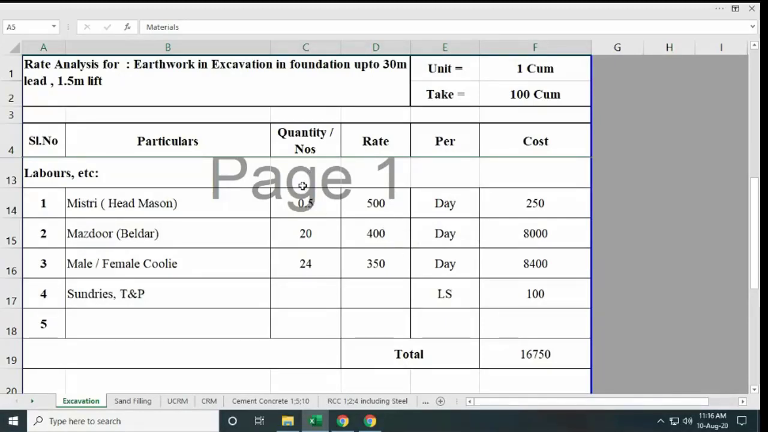How will you come to know this? Based on experience, or in the textbook, or in the last class, in the first video of rate analysis, I had shown you the task or outturn of work. In that I had made one tabular column, where I had written how much excavation one mason or mazdoor can do, or plastering or painting. That is for one person. But our work is 100 cubic meters. Therefore, how many numbers are required? Based on that you can calculate and put those numbers here.